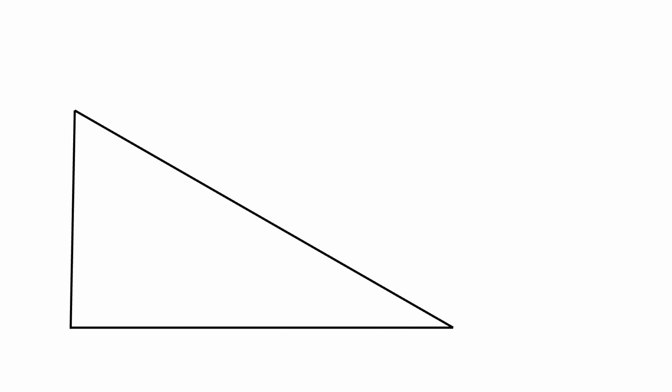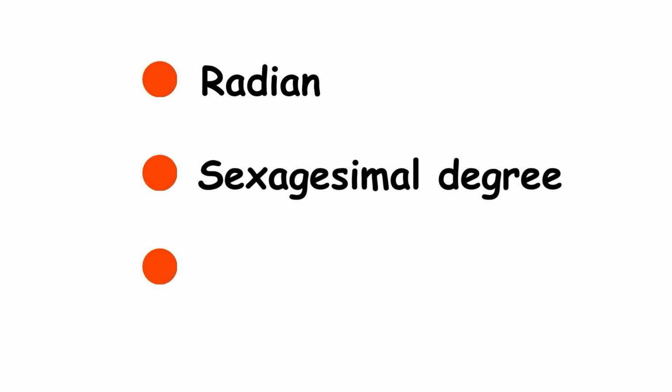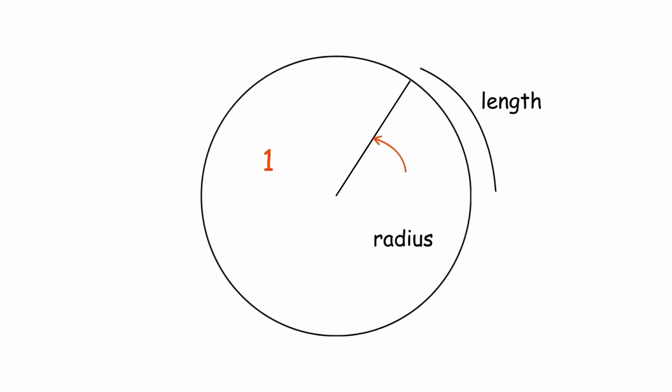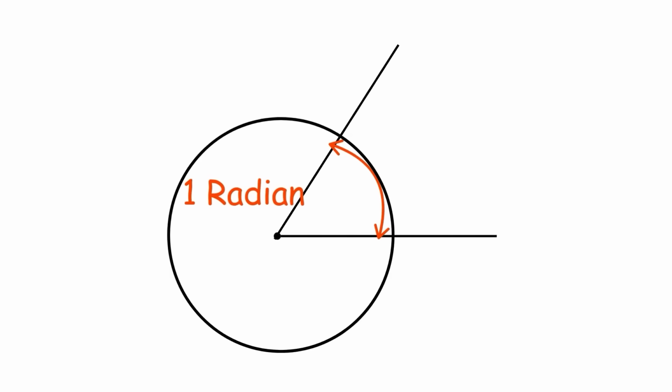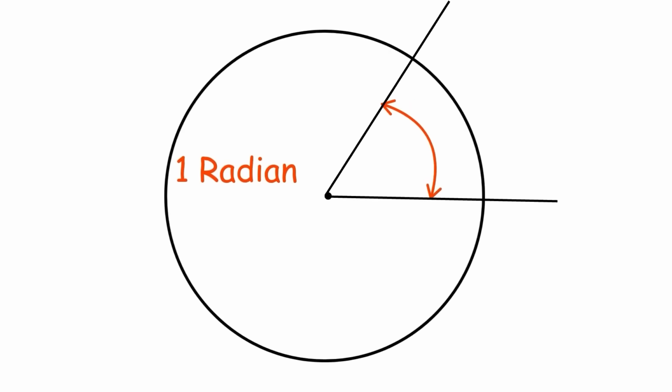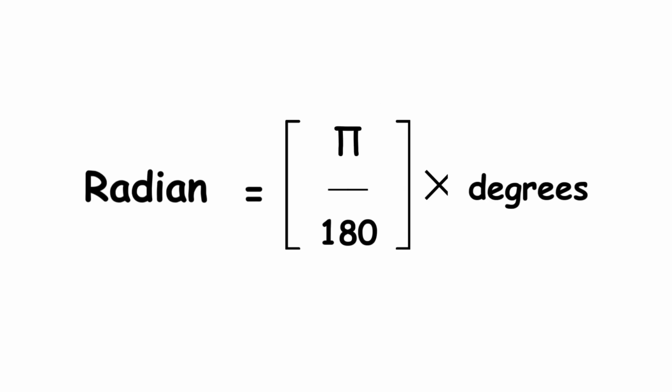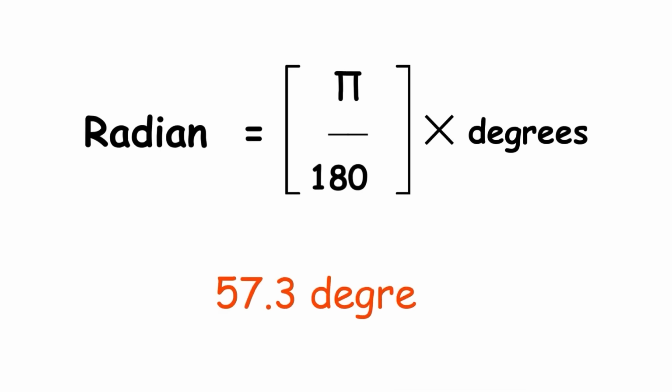When describing trigonometric functions, it's necessary to talk about concepts such as radian, sexagesimal degree, and gradian. The radian is the angle made at the center of a circle by an arc equal in length to the radius. The size of the radian remains constant, whatever the size of the circle. 1 radian equals 180 over pi, or 57.3 degrees.